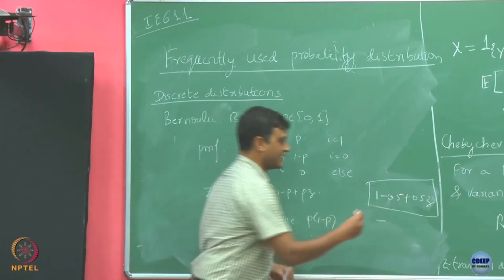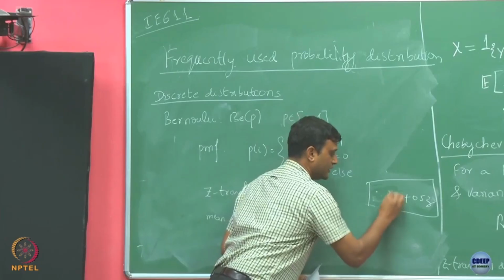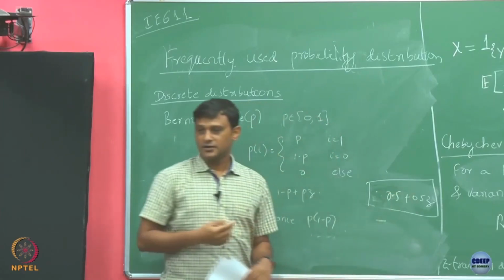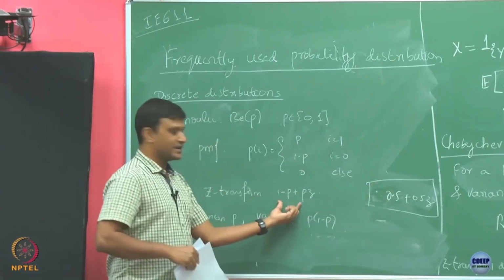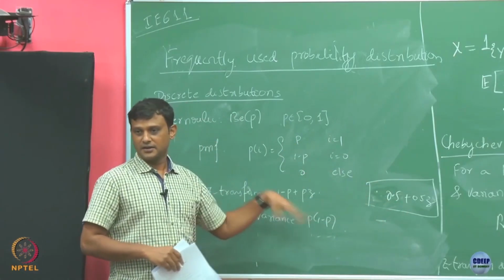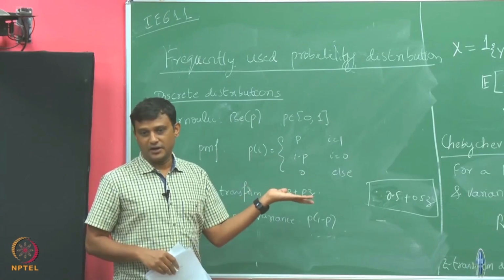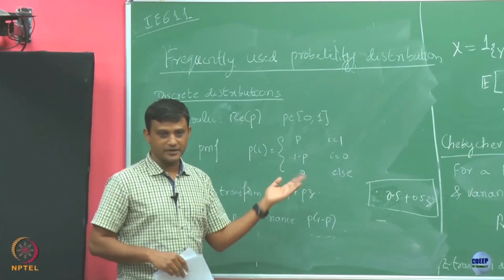Or maybe somebody can just give it to you in this form. Then maybe you can manipulate it and relate it to this form, and then realize that, oh, this is just like a Bernoulli random variable with this parameter.